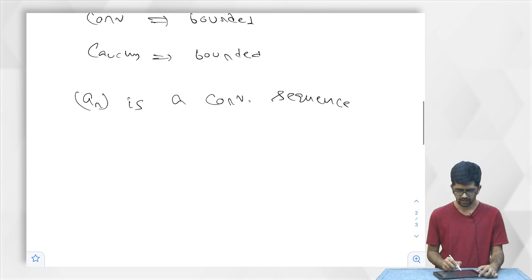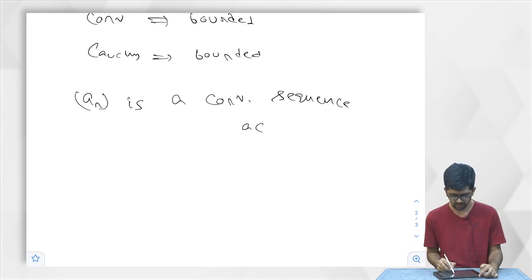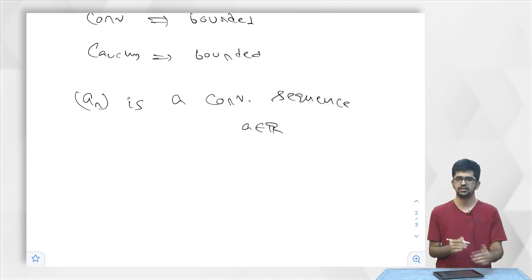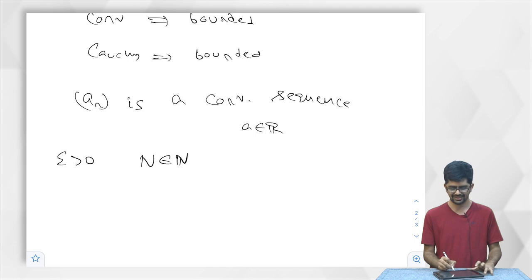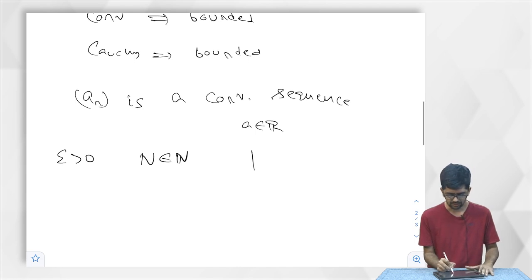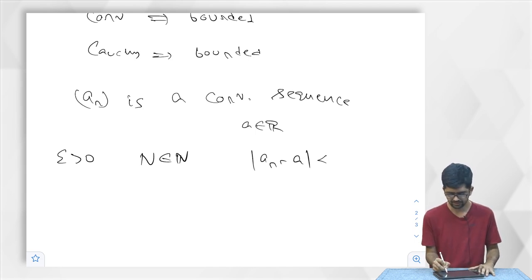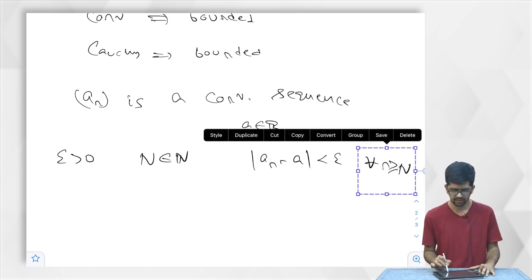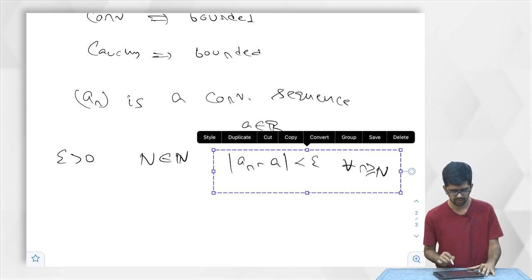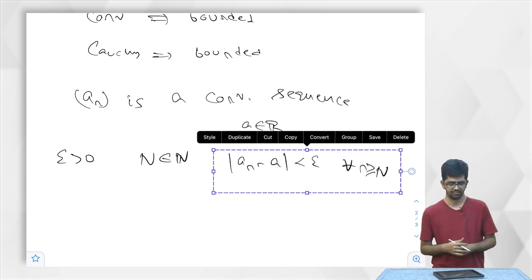What does it come with? It comes with the element a belongs to R, such that something happens. What is it? Given epsilon positive, there is an element N belongs to the natural numbers, such that |a_n - a| is less than epsilon for all n greater than or equal to N. So, this is the definition of a convergent sequence.